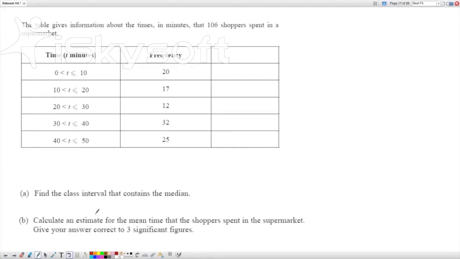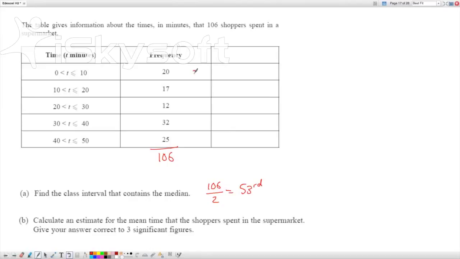This table gives information about the times in minutes that 106 shoppers, the total here, 106, spent in a supermarket. We can see that our groups here are group data between 0 and 10, 10 to 20, etc. The median is the middle value. So if we have 106 altogether, the middle one, the halfway, will be the 53rd value. How can we find the 53rd value?